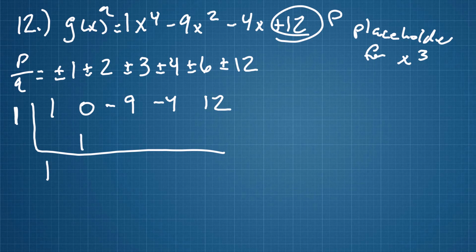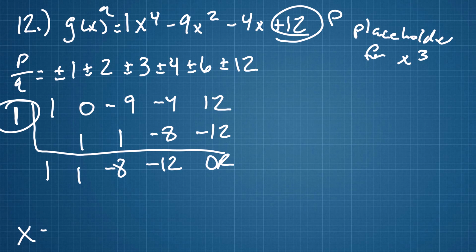So 1 times 1 is 1. 0 and 1 is 1. 1 times 1 is 1. Gives me -8. Gives me -12. No remainder. That means that's a solution. So first solution is x is equal to 1.